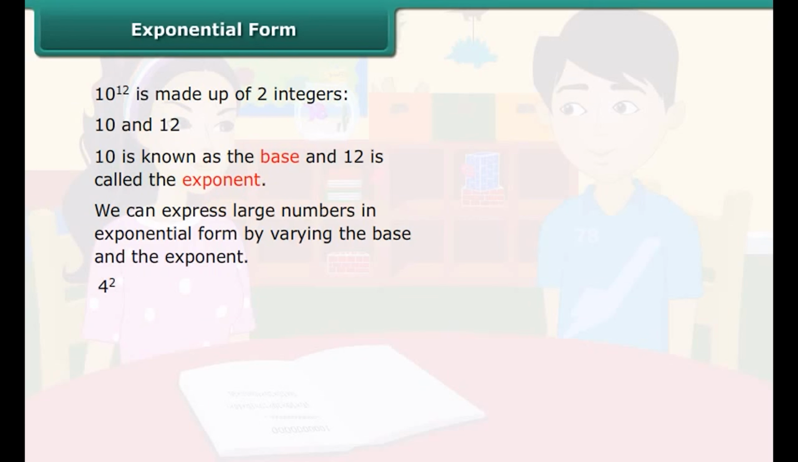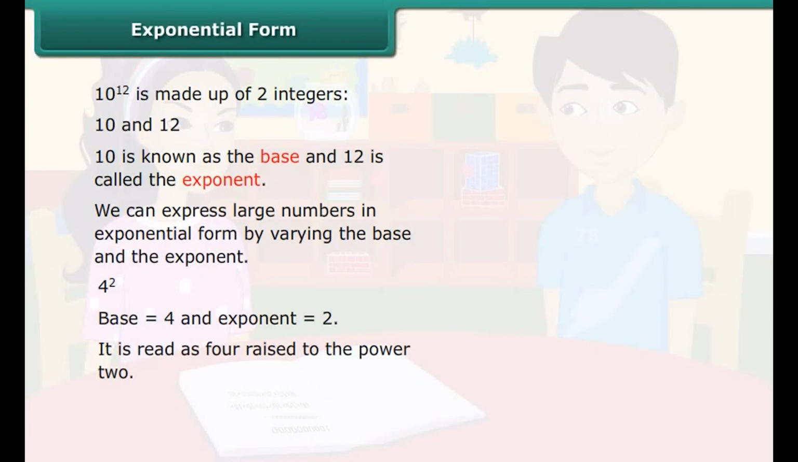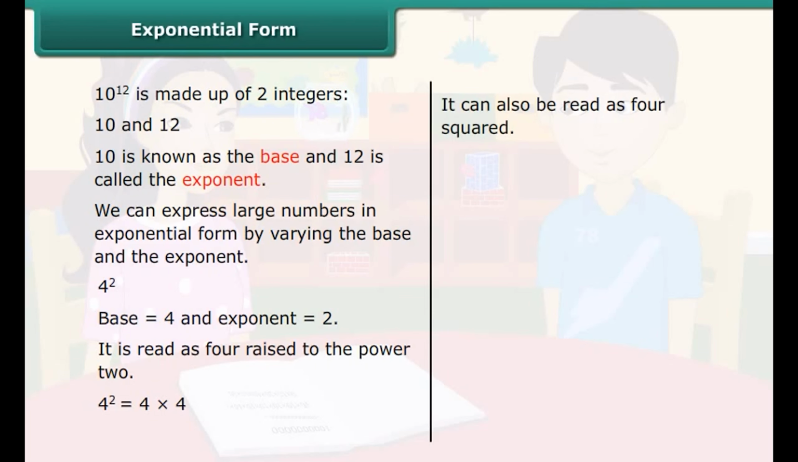Look at this number expressed in exponential form. Base is 4 and exponent is 2. It is read as 4 raised to the power 2. 4 raised to the power 2 is nothing but 4 into 4. Hence, it is also read as 4 squared.